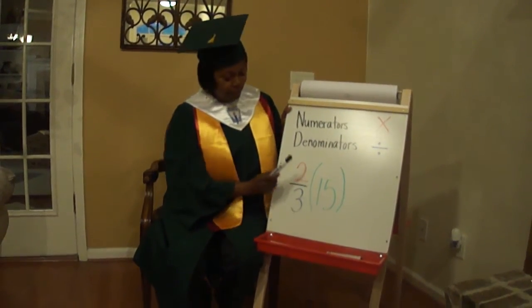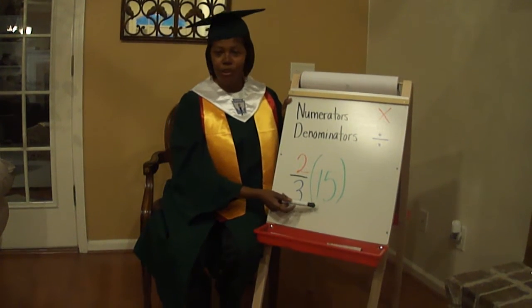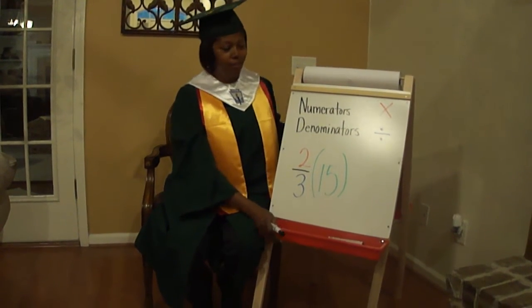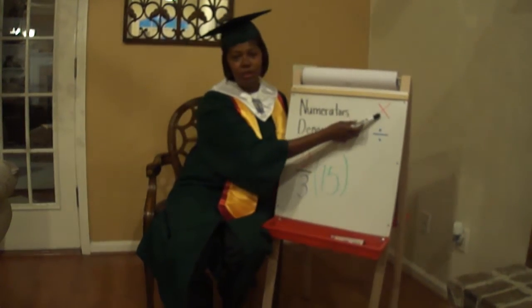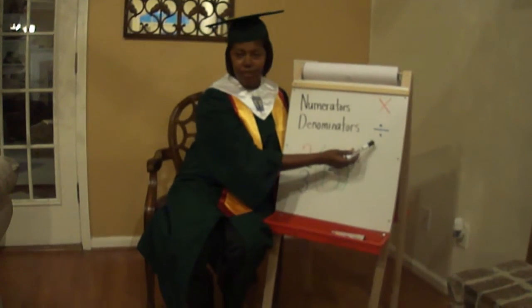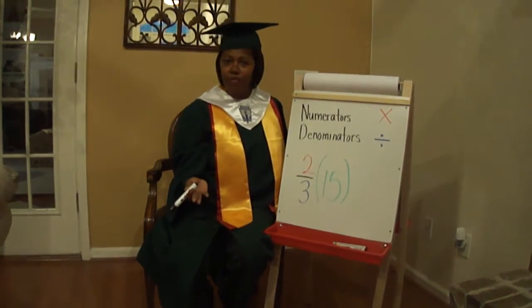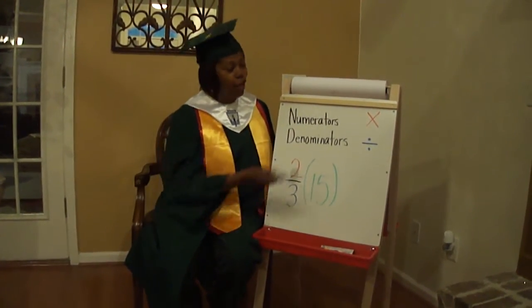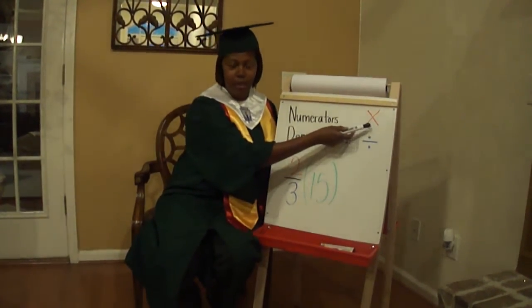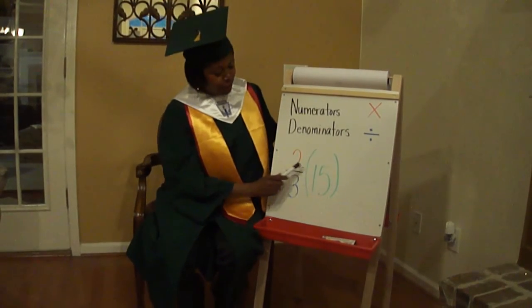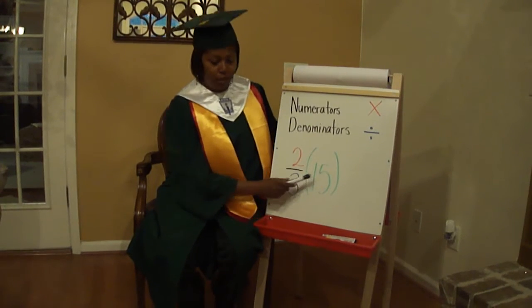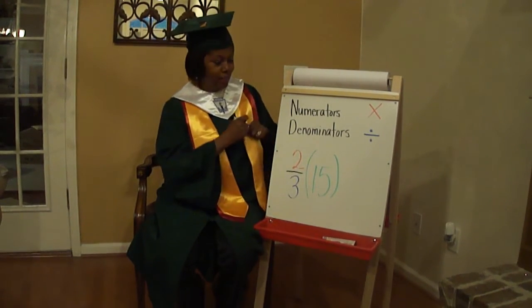Here is a fraction, and here is a whole number. Now, simple point for you to remember. Numerators multiply, denominators divide. It's a mathematical fact from which you can't hide. Numerators multiply, denominators divide. Let's try. 2 times 15 is 30, divided by 3 is 10.